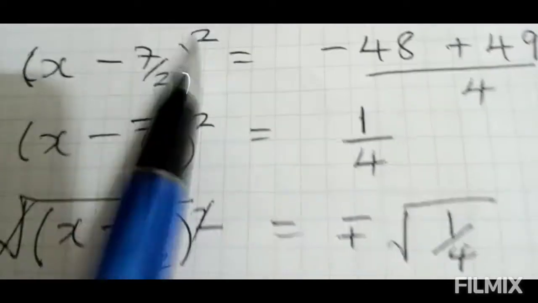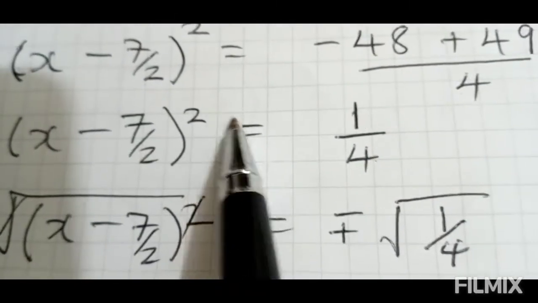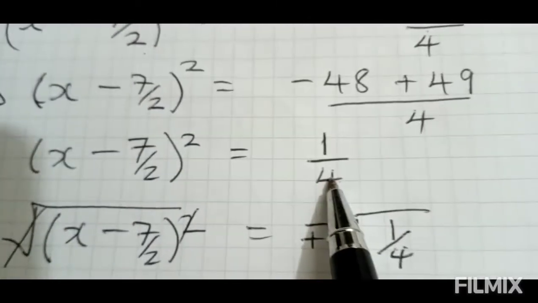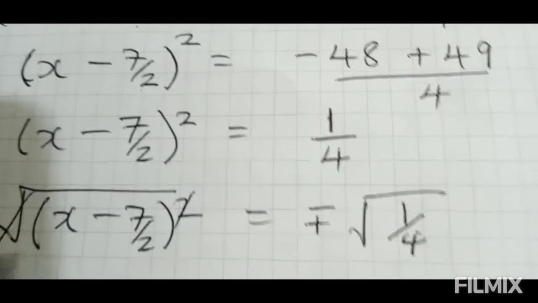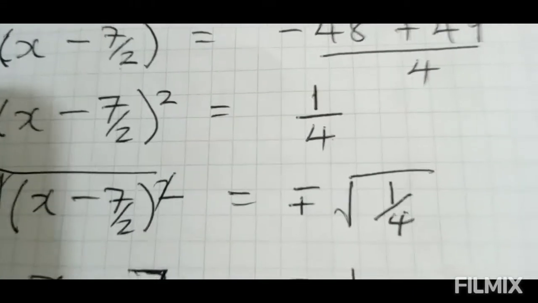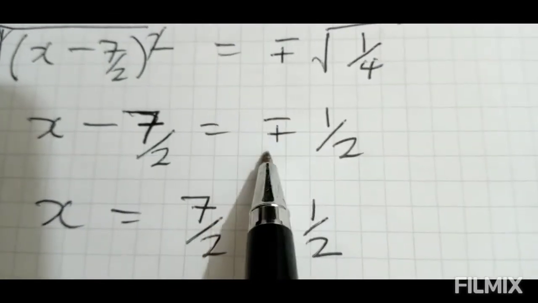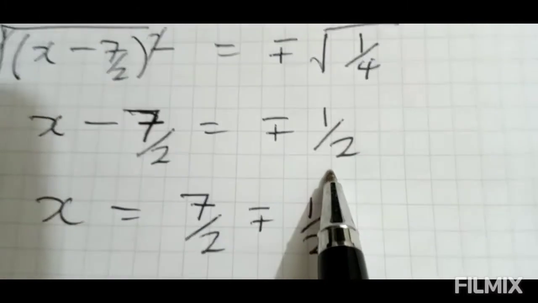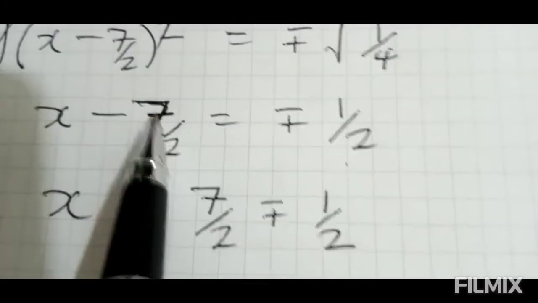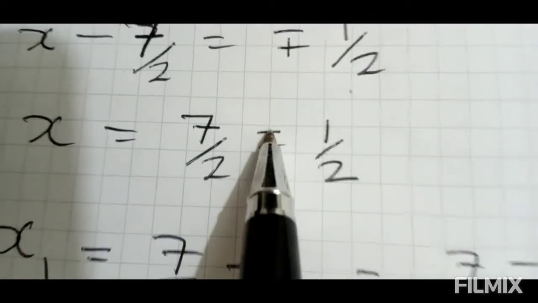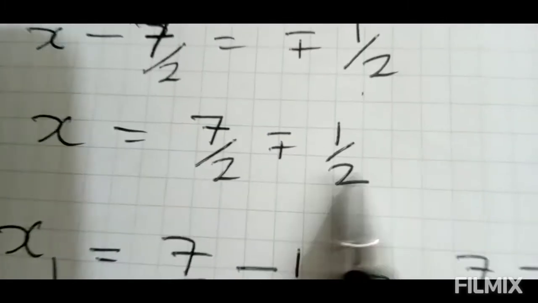x minus 7 over 2 bracket squared is equal to 1 over 4. Then we take the square root from both sides, okay, this one cancels, and here we are going to have x minus 7 over 2 is equal to minus or positive 1 over 2. So when we take minus 7 over 2 to the other side, it becomes positive 7 over 2. So x is equal to 7 over 2 minus or plus 1 over 2. The denominator is the same, is 2.